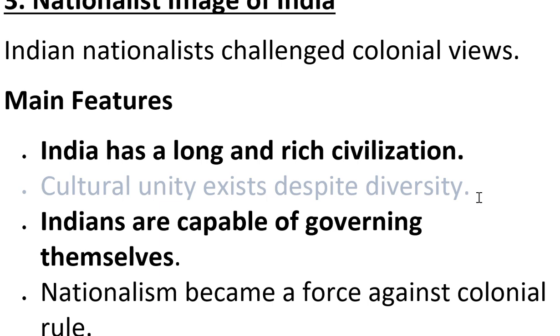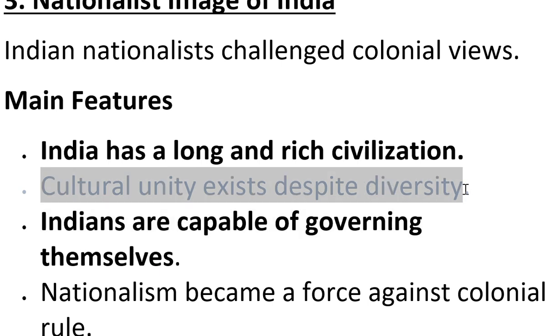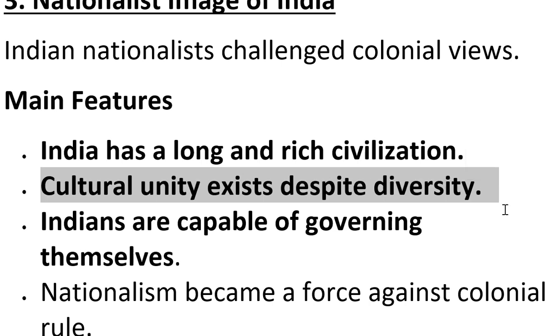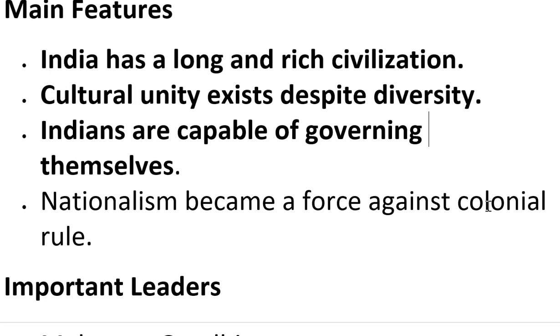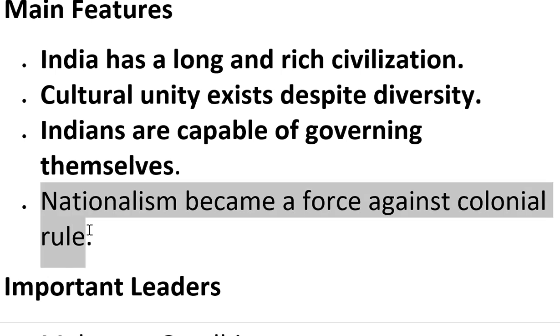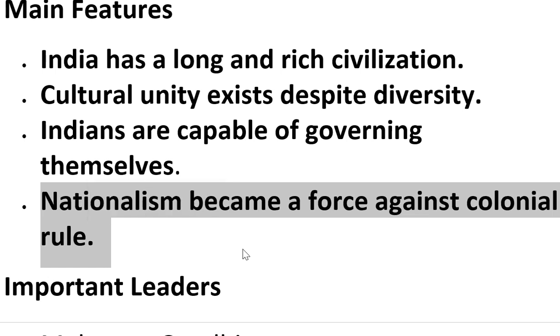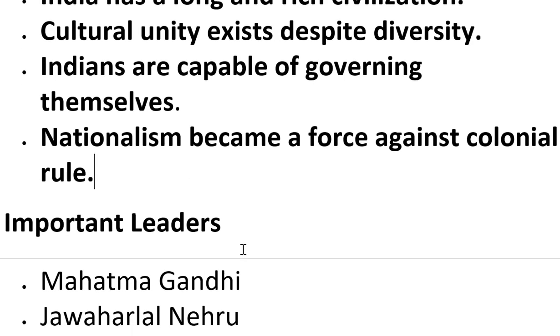That is another very important point. We have good harmony and cultural unity in spite of our diversity. And the third point is that Indians are capable of governing themselves. As per the nationalist viewpoint, we are capable of ruling ourselves. And the fourth point was that nationalism became a force against colonial rule. Yes, that was another thing that the nationalist scholars viewed.